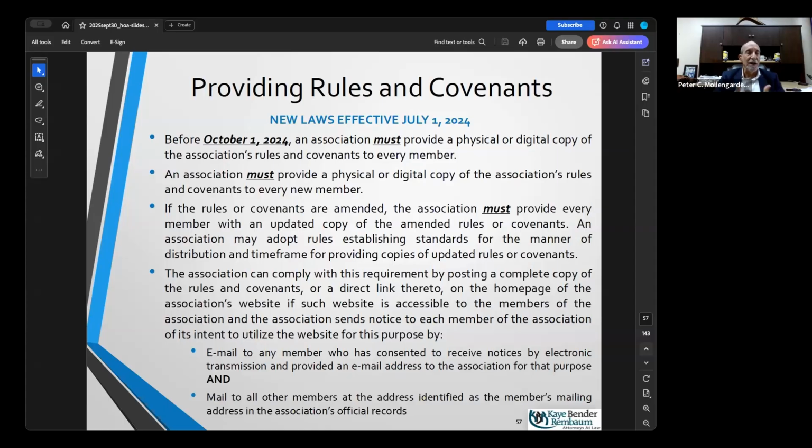The association can comply with this requirement by posting a complete copy of the rules and covenants or a direct link on the homepage of its website, provided the website is accessible to the members of the association, and you send notice to each member of the intent to utilize the website for this purpose by emailing to any member who has consented to receive notice by email, and provide an email address to the association for that purpose, and mail to all the other members at the address that identified the member's mailing address in the association's official record. So you can send out that notice to owners by email who've consented to get notice that way. Otherwise, you have to mail that notice to everybody.